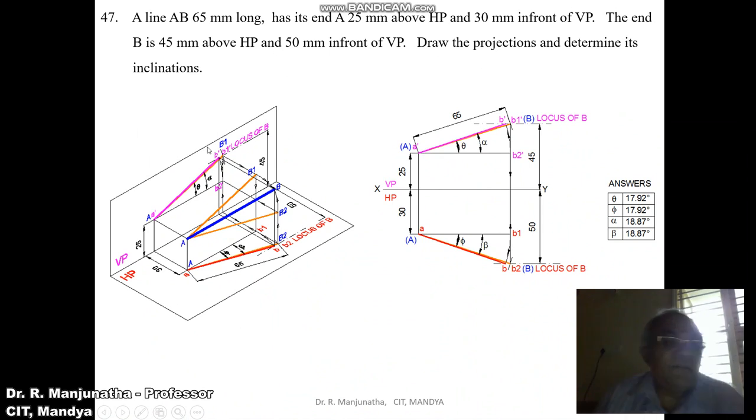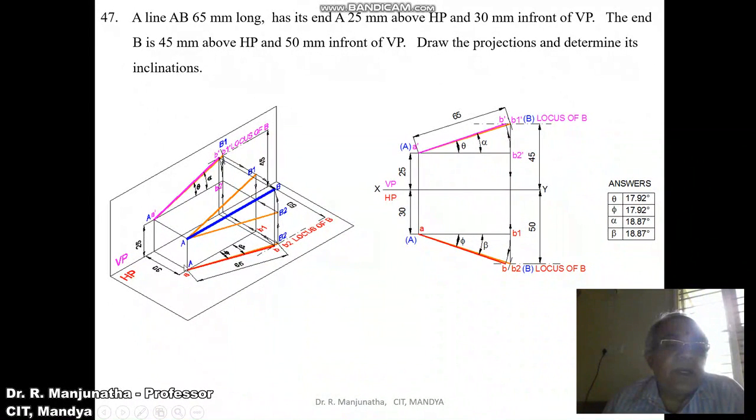That is, end A is in front of VP by 30 mm and B1 is also in front of VP by 30 mm. Since it is parallel to VP, you are getting the true length in VP. So when you project it, you can see that it is on the true length line, that is a dash b1 dash. So you have the locus of B and you mark this point as capital A and this as capital B1.